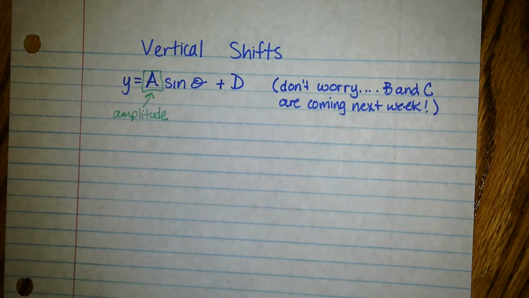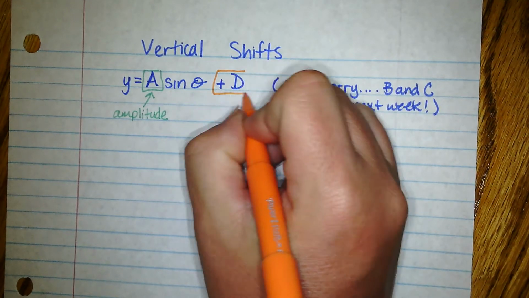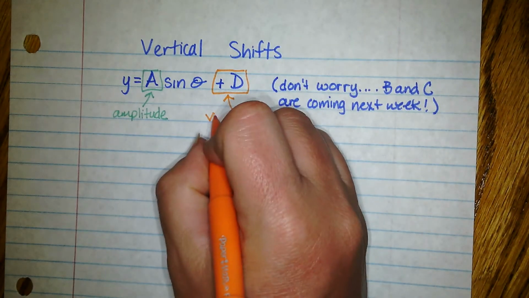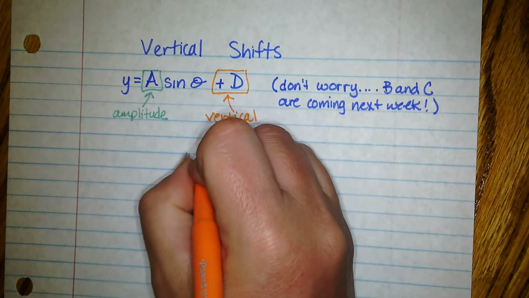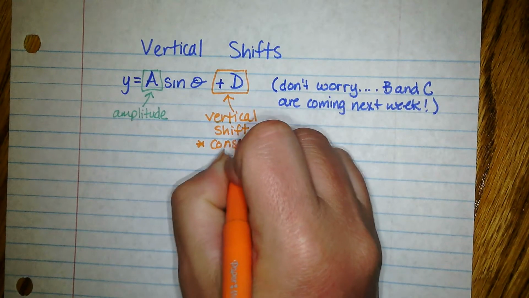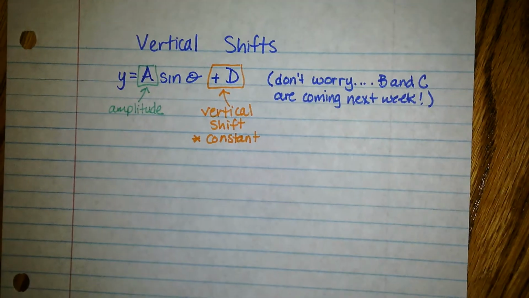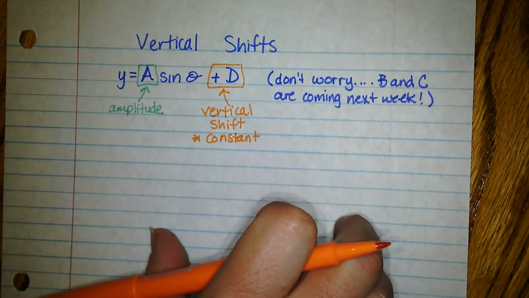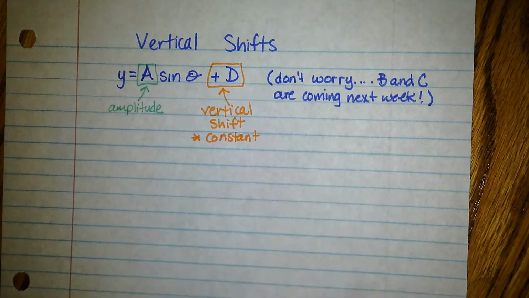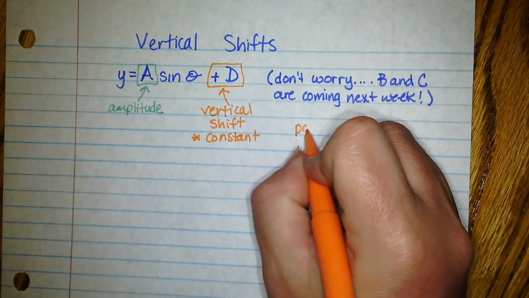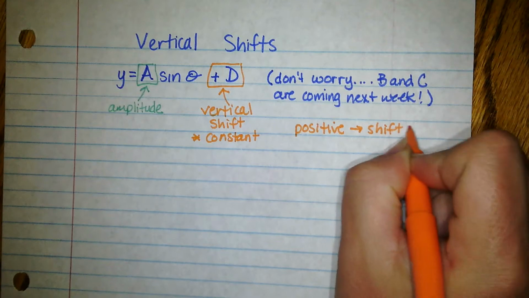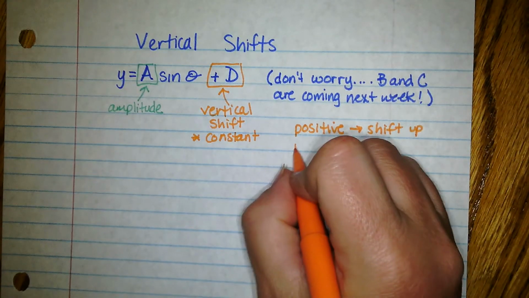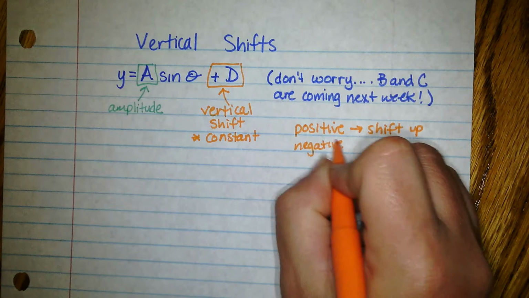And the D stands for the vertical change or the vertical shift. Okay, so this is going to be the vertical shift. And this vertical shift is a constant. And the constant tells you how far up or how far down the entire graph is going to move. Keep in mind that if it's a positive, that is a shift up, just like in our parent functions. And if it's a negative, it's a shift down.